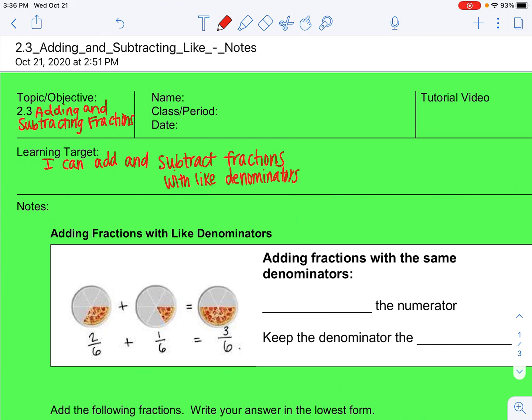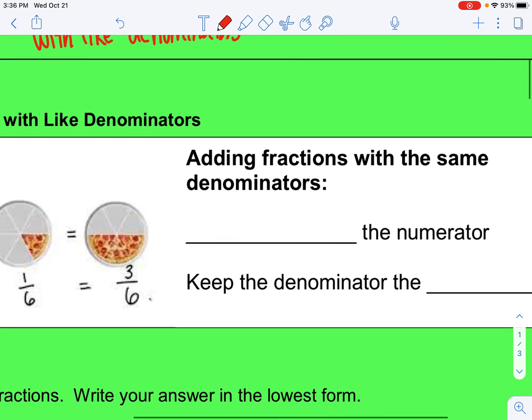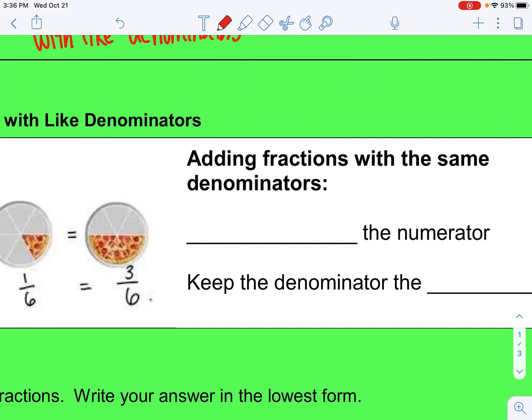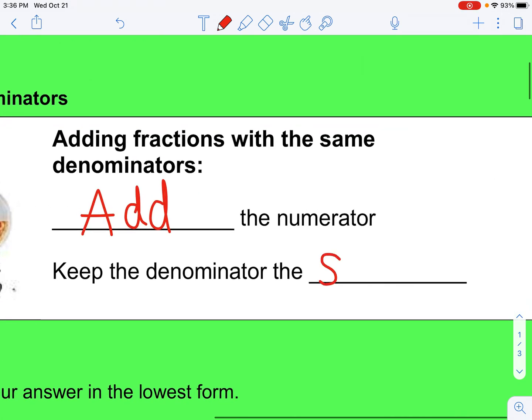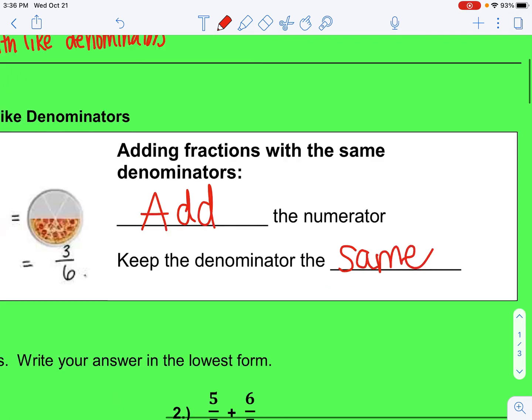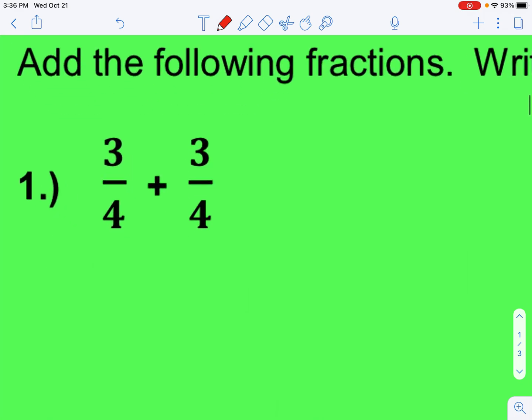Alright, so when we are doing this, we're going to look at this first picture. When my denominators are exactly the same, I don't keep my numerator. I add my numerators, and I keep my denominator the exact same. Alright, so let's practice how to do this.